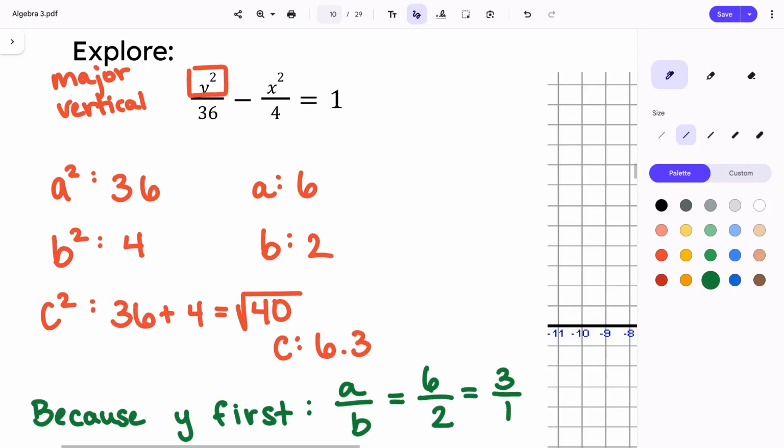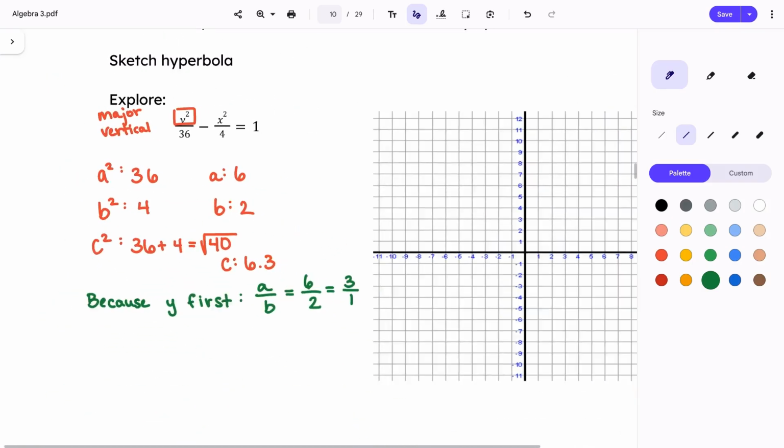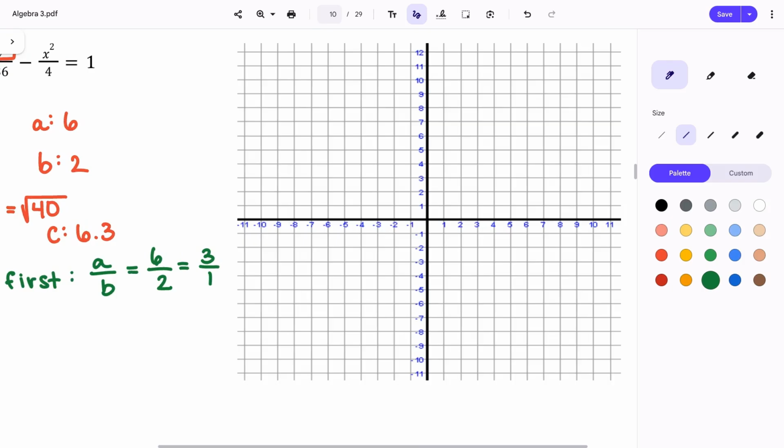Any questions on what I have written so far? Because now we're going to graph it. Okay, so I'm going to come out here to my graph. I'm going to go up and down 6. Then I'm also going to go up and down 6.3 because those are my focus points. So really, really close to those vertices this time. So this is a vertex. This is the focus point, vertex, focus point.